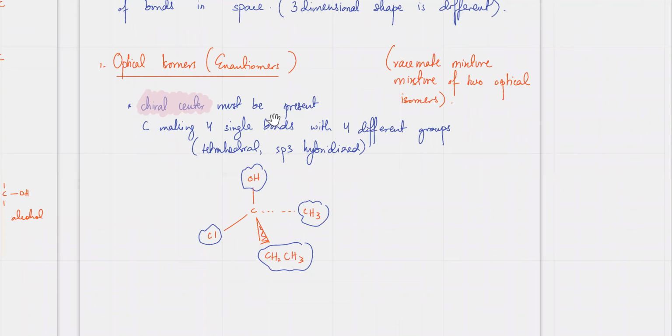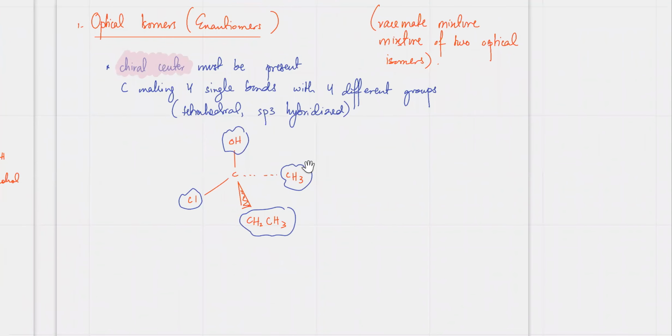Which is that the carbon atom should be making 4 single bonds with 4 different groups. So when the carbon atom is making 4 single bonds with 4 different groups, the molecule will have no symmetry. And which is why if you make a mirror image of the same molecule, just like your two hands are mirrored versions of each other, there's going to be another molecule which would look exactly the same, except that it's going to be a mirrored version of it.